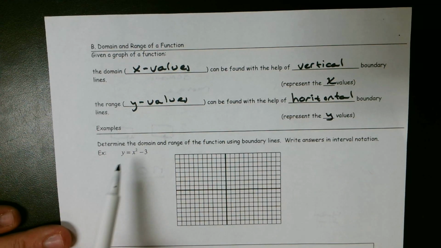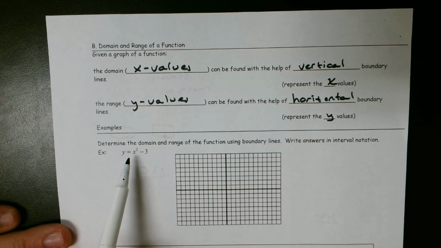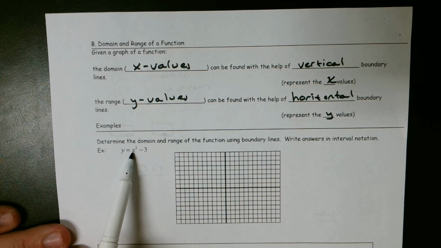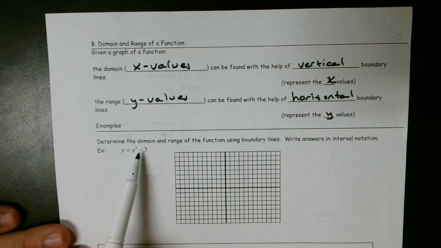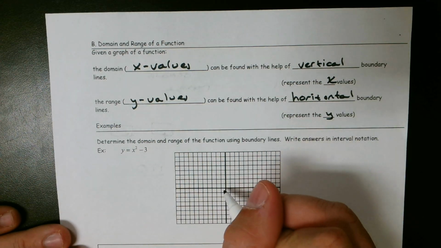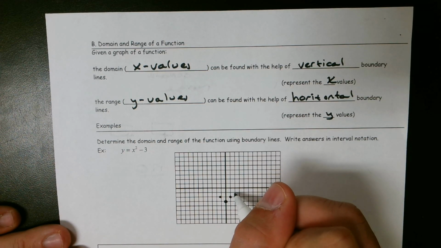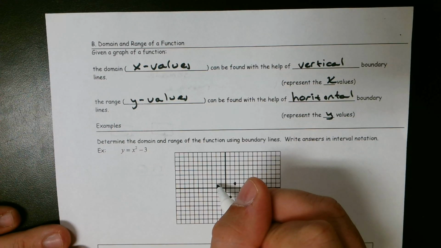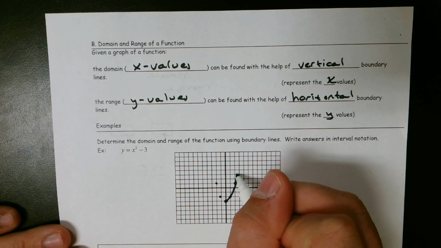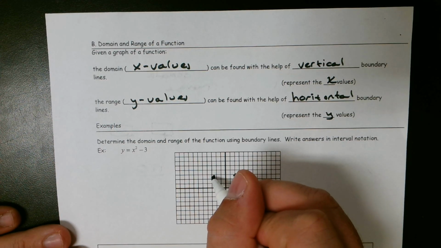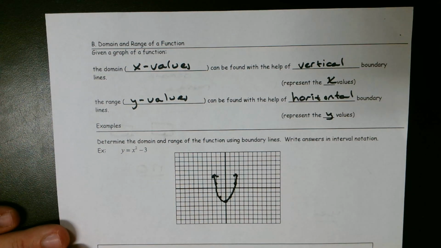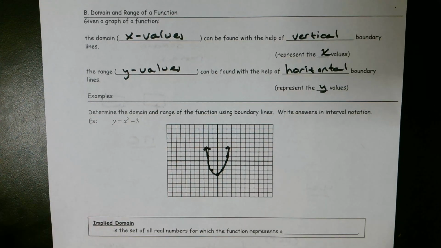Okay, so without getting too much into graphing, just recalling from Algebra 2, this is a parabola shifted down 3. Okay, we could do all kinds of plotting points and stuff, but shifted down 3, over 1, up 1 in each direction, over 2, up 4 in each direction. There is our parabola.